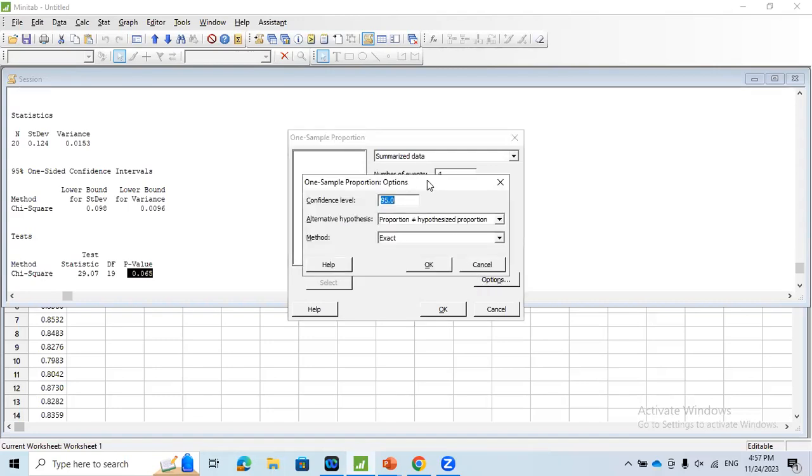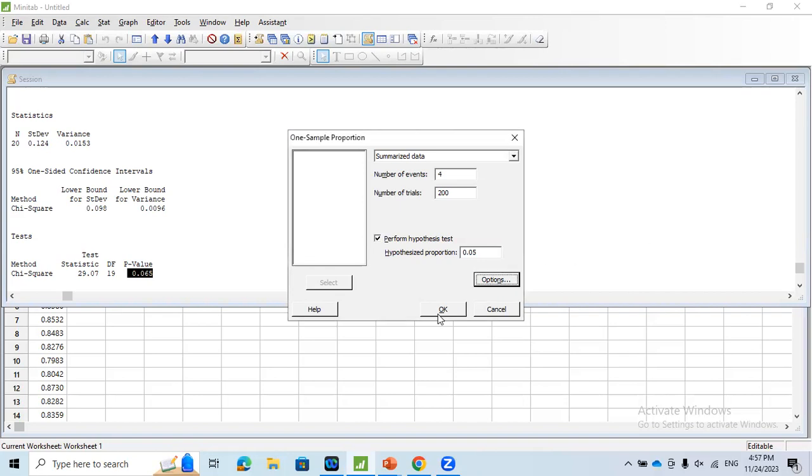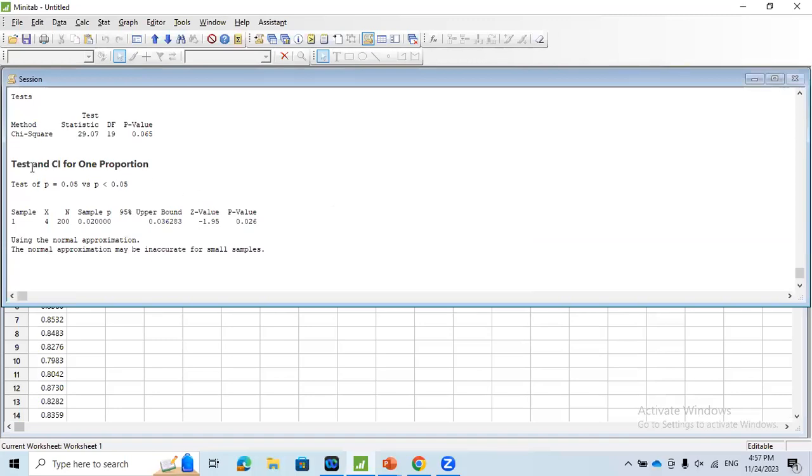Then you take the alternative based on 95% confidence, or alpha 0.05. You take the alternative as proportion less than the hypothesized proportion. For this we use the normal approximation. This is summarized based on the options for one proportion, P less than. Then we summarize the data: your defect is 4, the number is 200, and the sample proportion is 0.02.